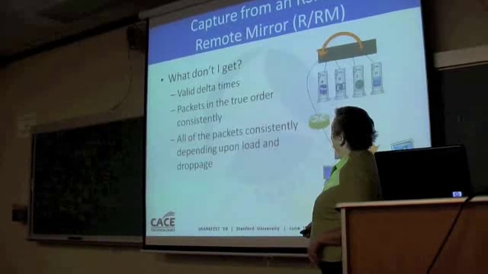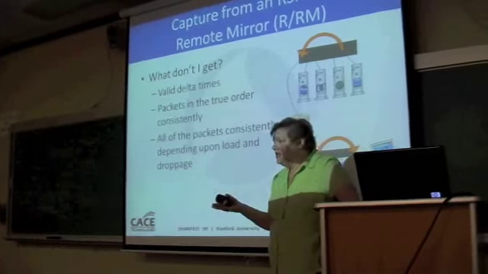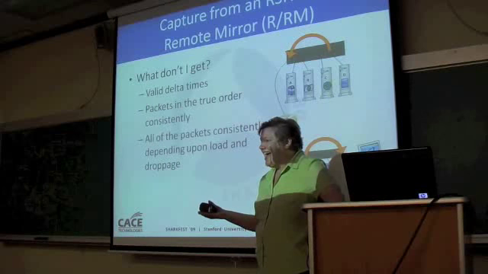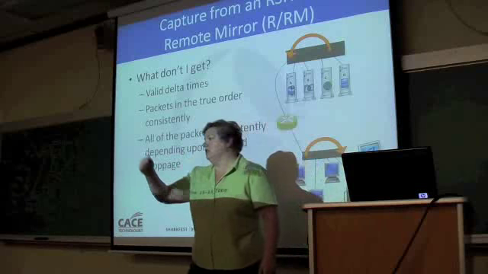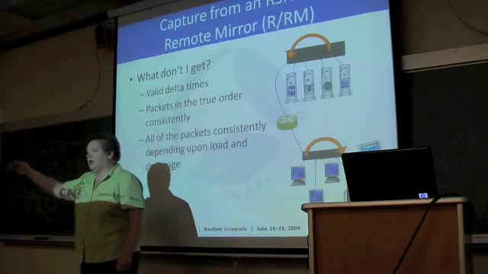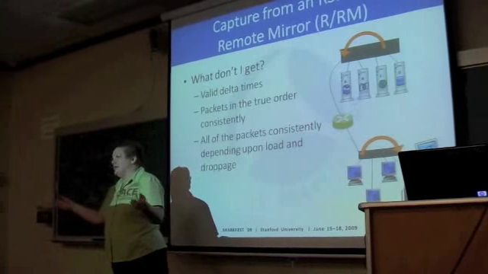Okay, valid delta times, true order, consistency. So I'm flicking this stuff through 8 switches in the trunk ports. And depending on my design, if I have a beautiful little daisy chain thing going on, then the traffic's always going to travel the same path. But who has that, right?